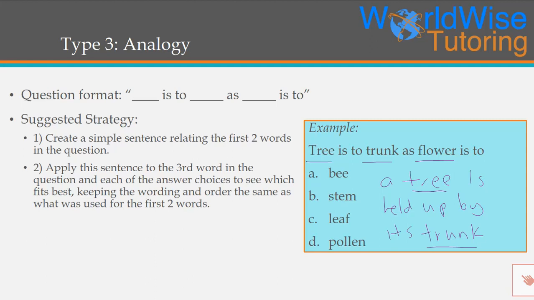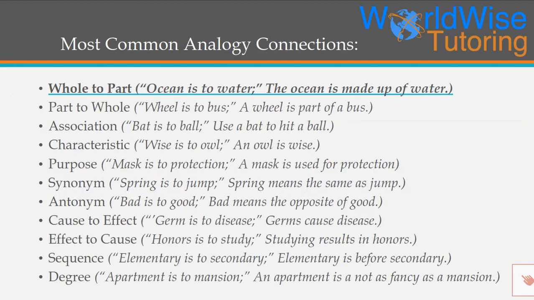A flower is held up by its bee. No. A flower is held up by its stem. Yeah, that works, but I'm going to check the others to make sure. A flower is held up by its leaf. No. A flower is held up by its pollen. No, so clearly stem is my best choice. There are many different analogy connections that you will see on the HSPT.